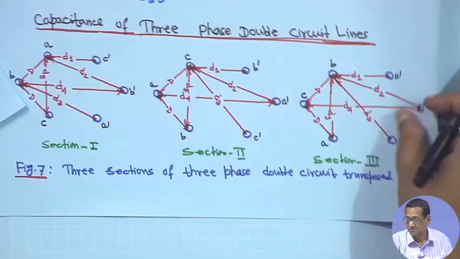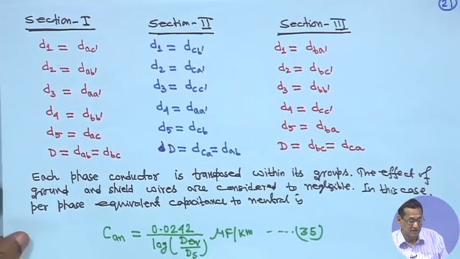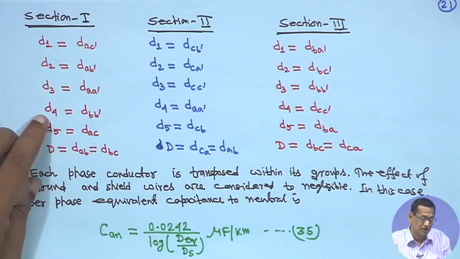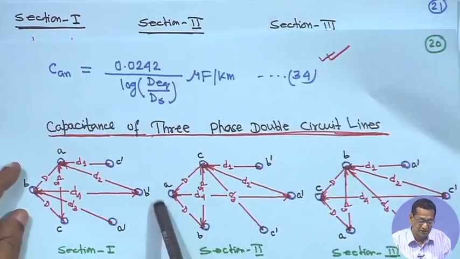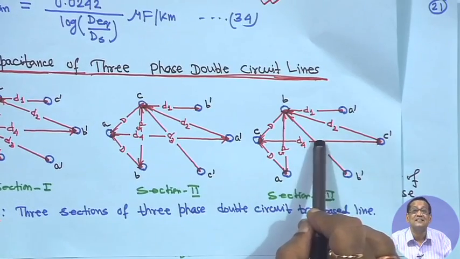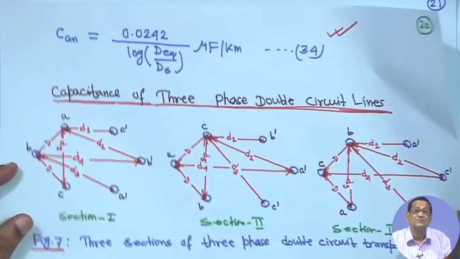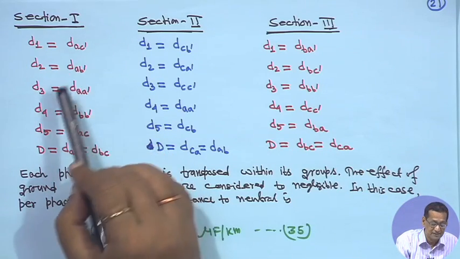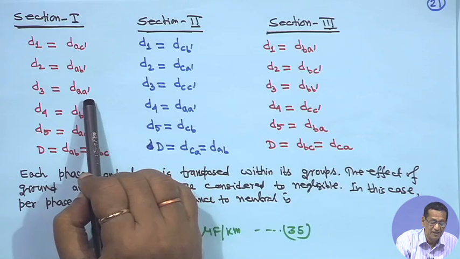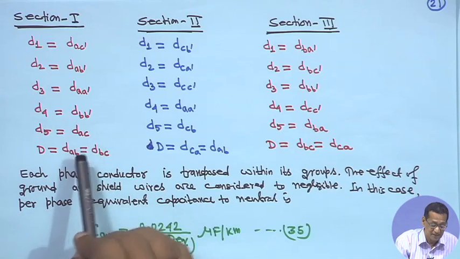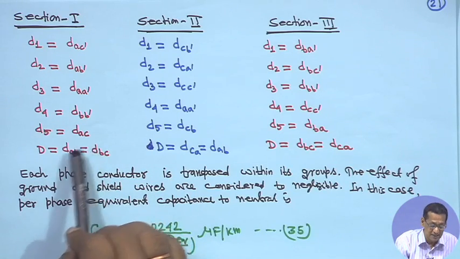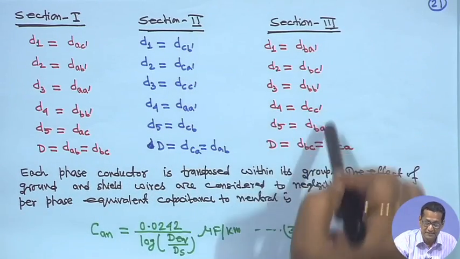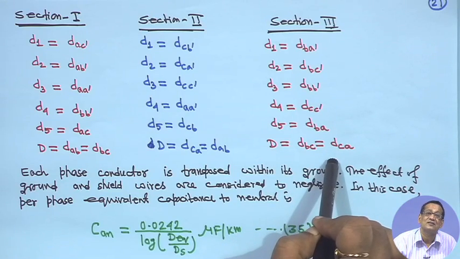Now, the distances are all marked, D1, D2 for section 1, section 2 and section 3. For easy understanding I have marked everything: D1 is equal to DAC dash, D2 is DAB dash, D3 is DAA dash, D4 is DBB dash, D5 is equal to DAC, and capital D is equal to DAB, which is equal to DBC. Similarly, for section 2 and section 3 all the distances are marked.